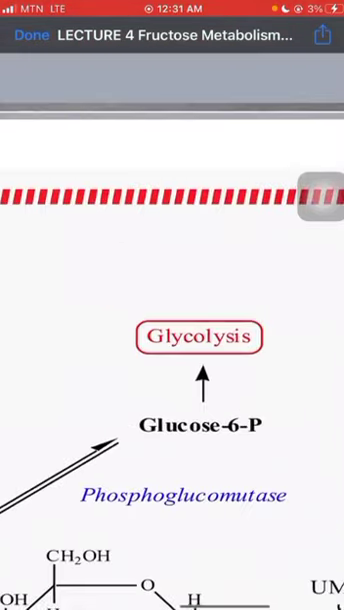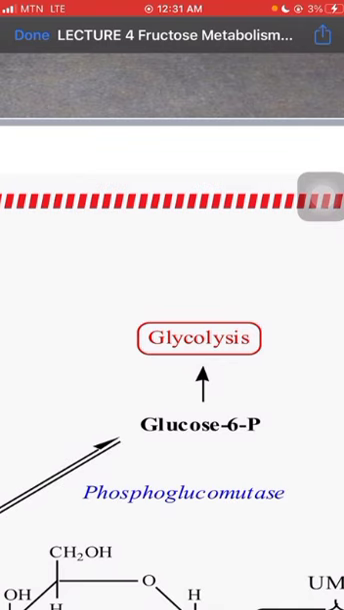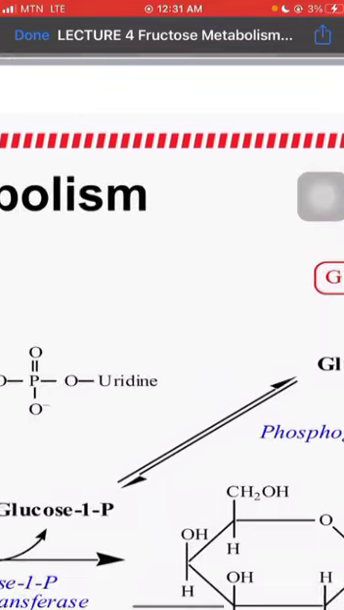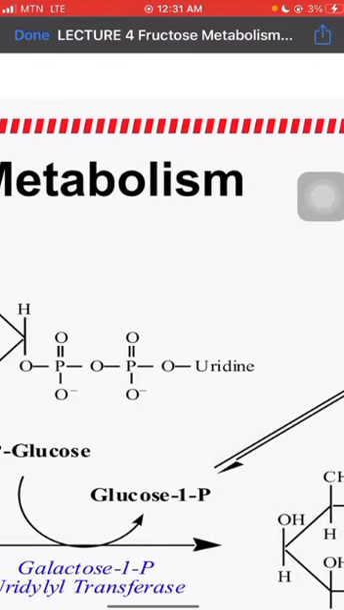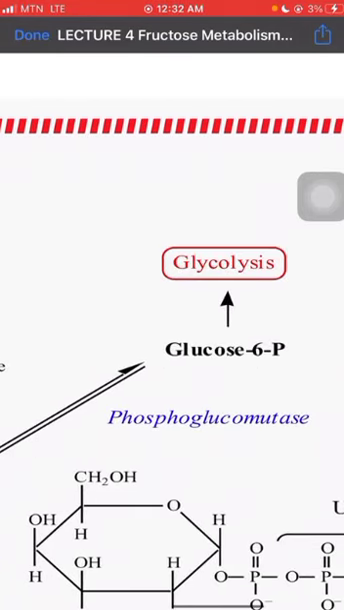And the enzyme that will do that conversion is called phosphoglucomutase. It is the enzyme shifting the phosphate from the first carbon of this glucose to what? To the 6th carbon of the glucose. Thereby we are getting glucose 6-phosphate. And this glucose 6-phosphate can be used in what?